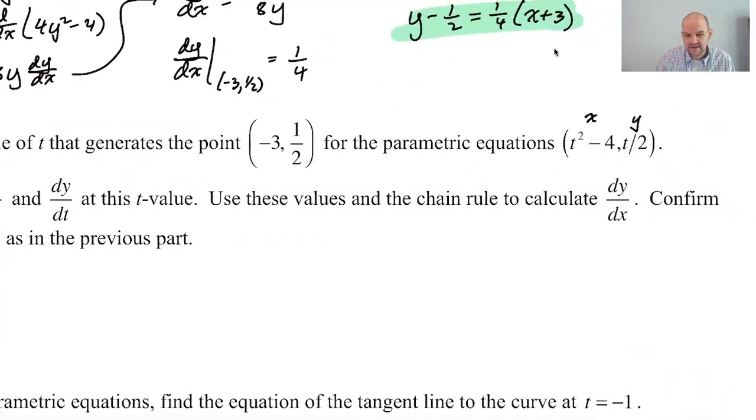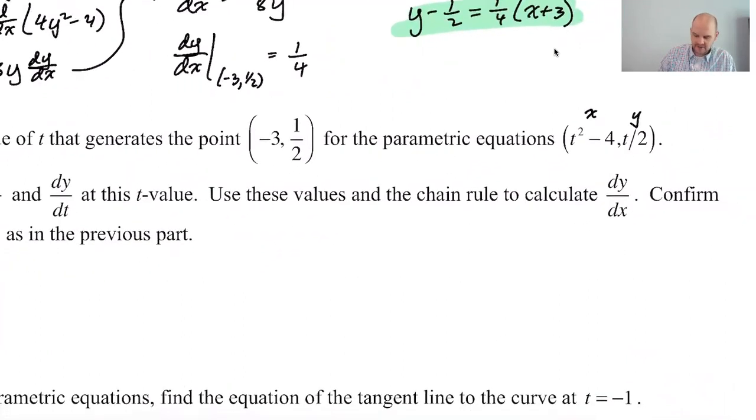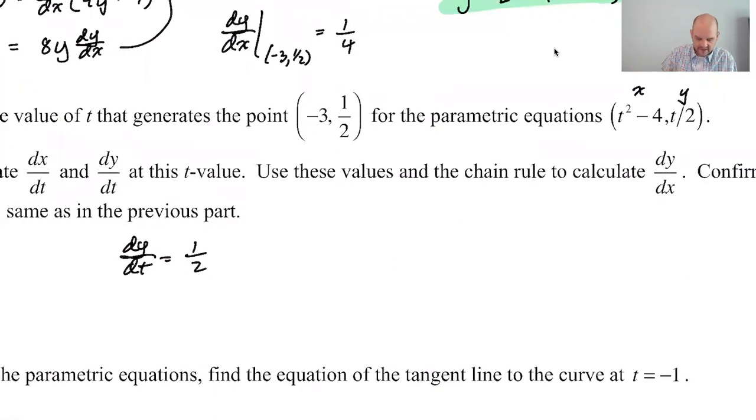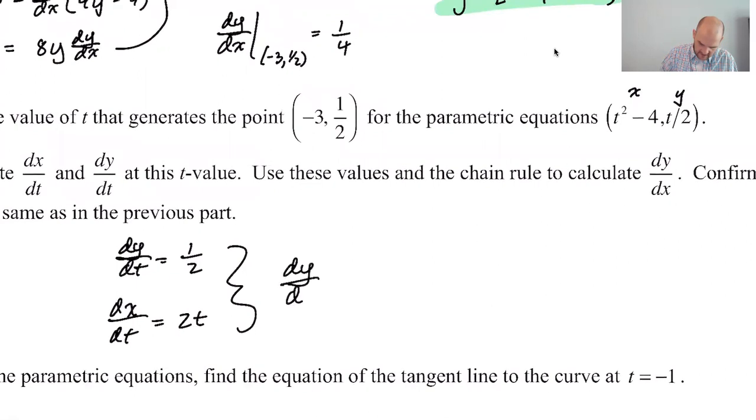I recommend that you find dy/dt first. The reason is people tend to just divide the first thing by the second thing without thinking about it. So I'm going to find dy/dt first, then dx/dt. I'm going to find them vertically. And so this is 2t. So we can combine these and say that dy/dx is going to be 1/2 over 2t. So I'm getting 1 over 4t.